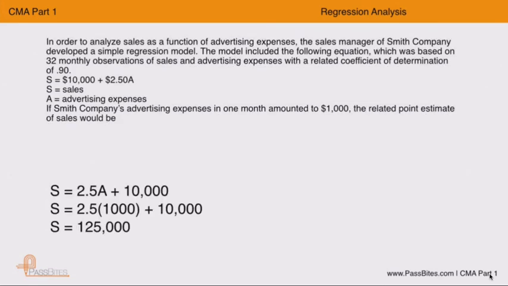We will put the numbers into the equation. 2.5 times 1000 plus 10,000 will give you 12,500. And this is how we can express the change in sales when the advertising expense is increasing.